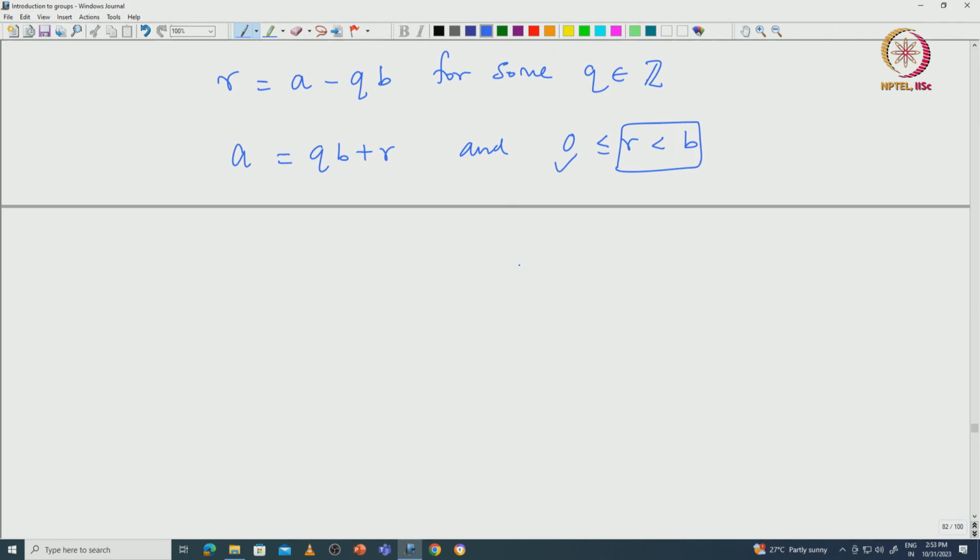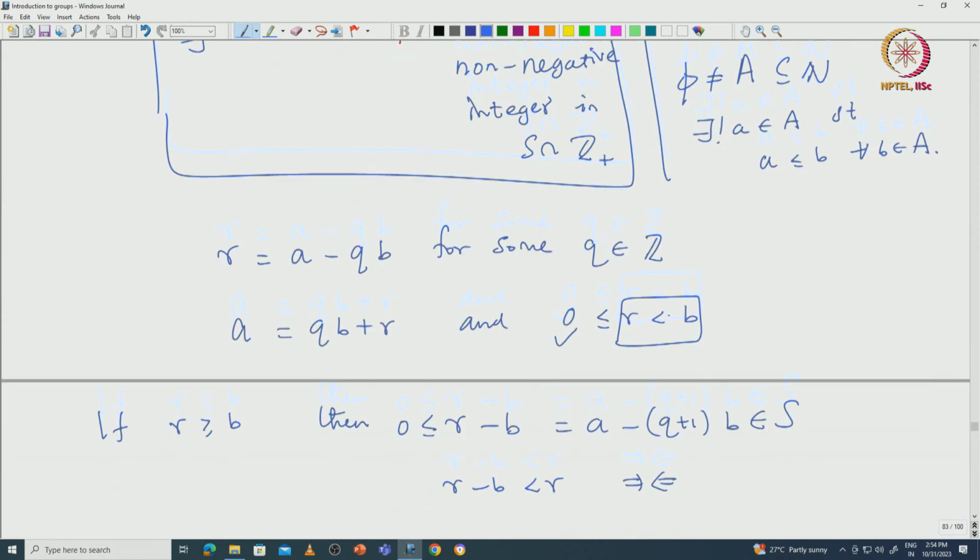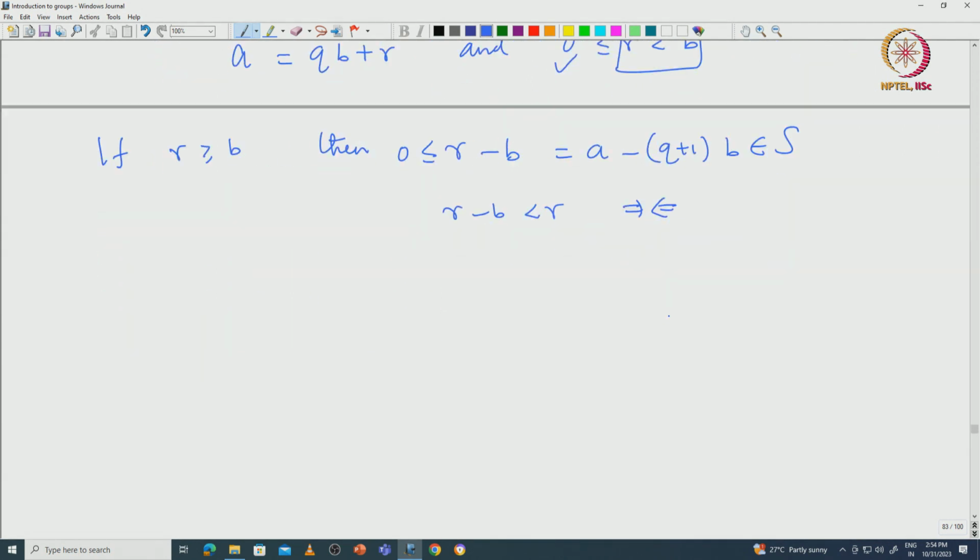So, let us try to do this. Suppose this does not happen, that is, R is greater than or equal to B. Then it is clear that R minus B, which is of the form A minus (Q plus 1)B, is still in S and is greater than or equal to 0. But R minus B is strictly less than R, which is a contradiction, because R is the smallest non-negative integer inside S intersection Z plus. So, that forces R to be less than B. That means 0 is less than or equal to R, R is less than B, it is proved.